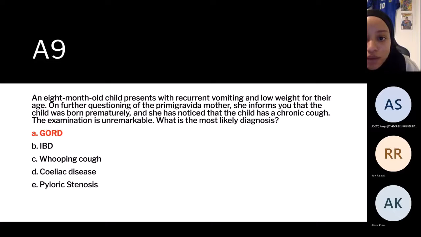It's more likely to be GORD as well, because they've got a chronic cough. Sometimes when you have acid reflux, I don't know if you notice, but you get a cough. It's quite common in patients with GORD as well. And the recurrent vomiting is another indicator. I can appreciate that the low weight might also push you towards celiac disease, but in this question, it's more likely to be GORD than celiac disease. I hope that's okay.